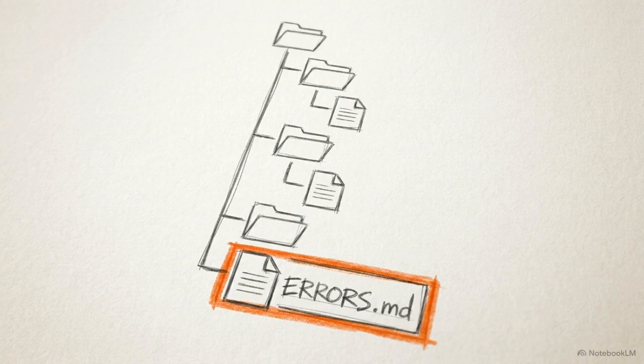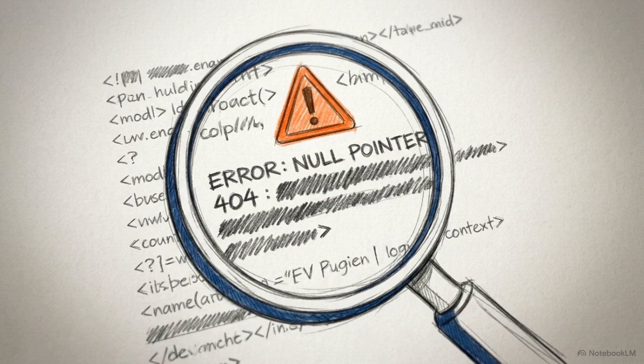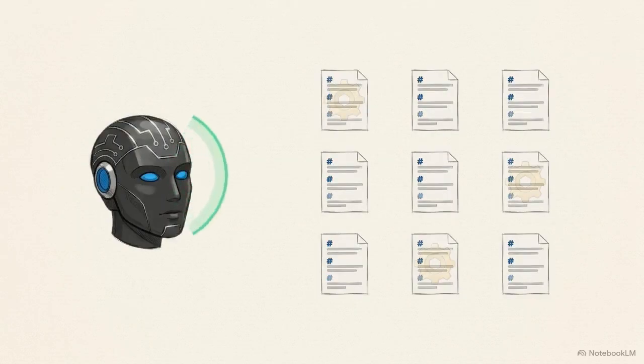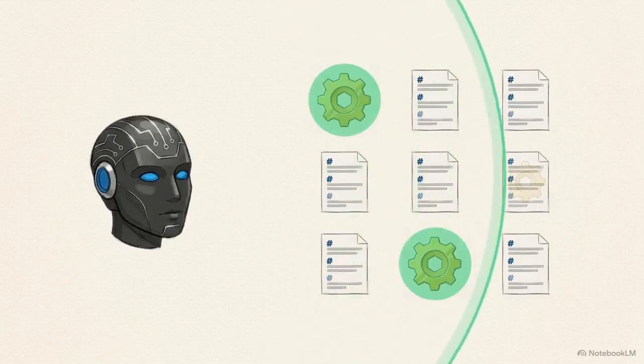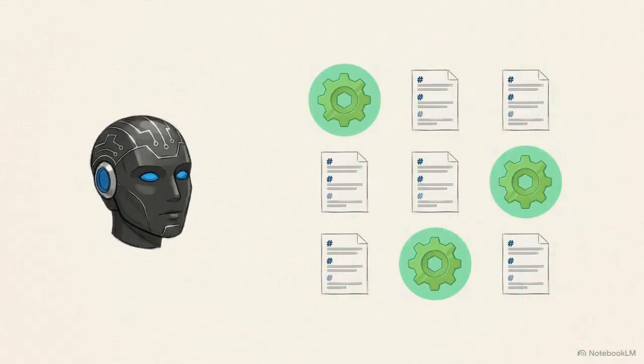Next, we can push this even further. We will introduce a dedicated errors.md file designed to track past debugging sessions and flag mistakes before they happen. By integrating these logs, the agent checks for known patterns before writing new code, reducing the risk of reintroducing the same bugs.